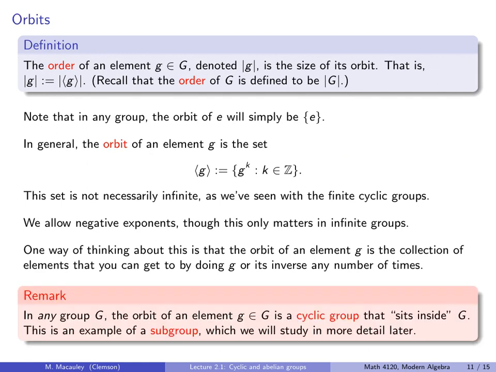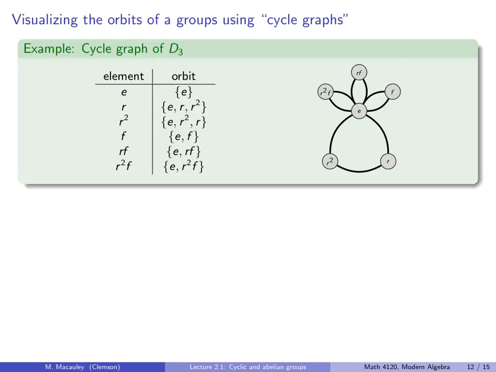So one more remark: in any group G, the orbit of an element is a cyclic group that sits inside the big group G. I think I've already said this a few times. This is an example of a concept called a subgroup, which is something that we will study in more detail later. It's a smaller group sitting inside a bigger group, like a subset. So since this is visual group theory, we're going to see a way to visualize orbits in a different way. And I think this is best done with an example.